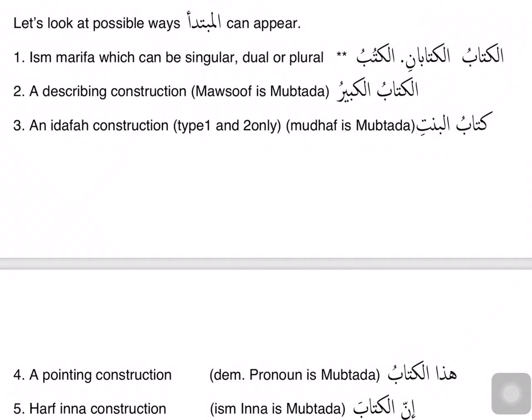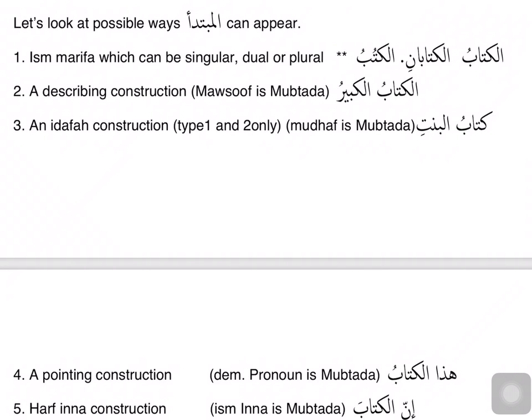So remember one thing, the number of the ism is not any restriction on the number. So it could be a singular noun or a dual noun or a plural noun. Al-kitabu could be the mubtada, al-kitabani, al-kutubu. Secondly, your mubtada could be part of a construction. Maybe the mubtada is part of a mawsuf sifa construction. So maybe al-kitabul kabiru. Your sentence begins with al-kitabu, so that's the mubtada, the first noun, that's ma'rifa in rough status. Al-kabiru is the sifa.